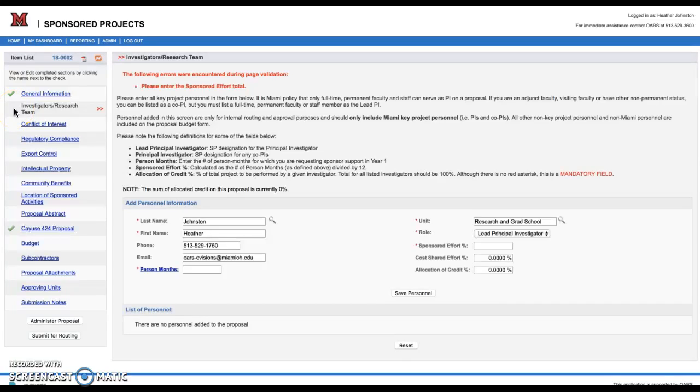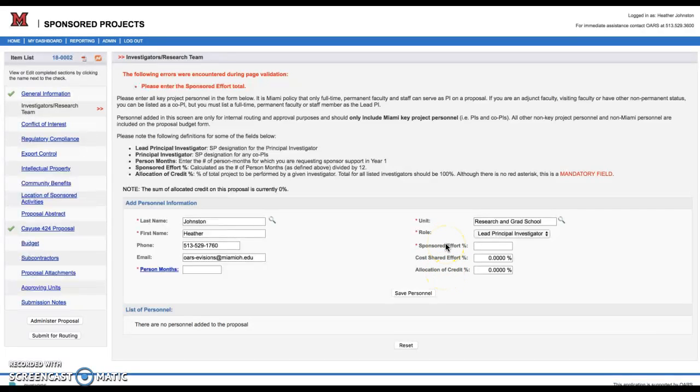In this installment of Everyday eSPA, we'll be looking at the investigator's research team screen. There are 3 fields on this screen the PI needs to pay special attention to: person months, sponsored effort percent, and allocation of credit percent.